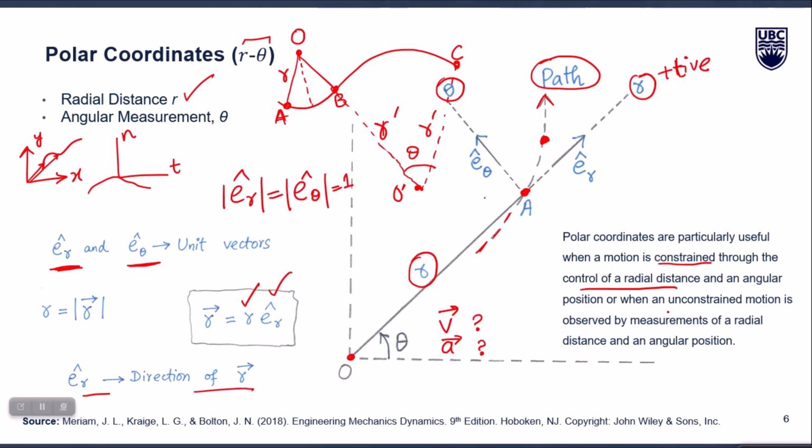And also in some cases of unconstrained motion, but in those cases when the motion is observed by measurements of a radial distance and an angular position, right? So whenever you have a radial distance describing the location of a particle and the path is being described by the rotation of that radial distance, you should know that it is a case of polar coordinate system, right?